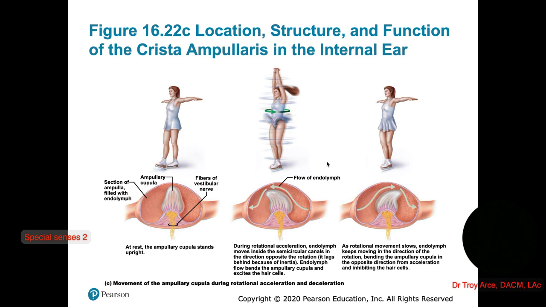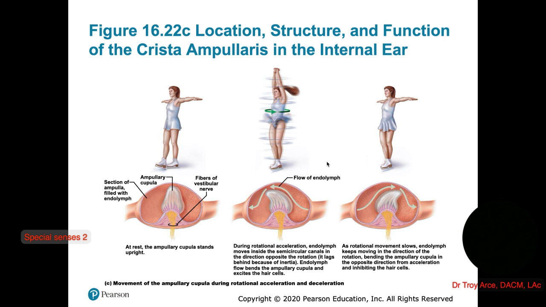So at rest, the ampullary cupula stands upright, as you can see, and as we move to the right, the flow of the endolymph takes place and adjusts the ampullary cupula to the side. And during this rotational acceleration, the endolymph moves inside the semicircular canals in the direction opposite of the rotation. And it lags behind because of the inertia, right?